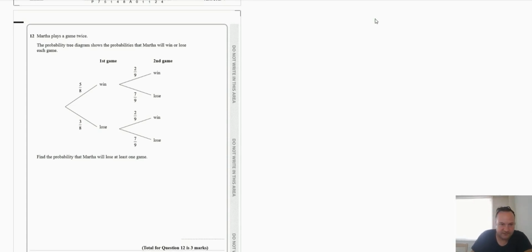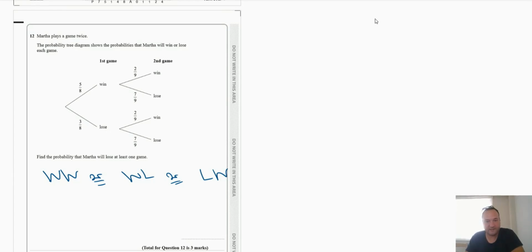First of all, there's three possibilities here. Martha can either win both games, so we could have win-win, or we could have win-lose, or we could have lose-win. This represents winning at least one game. We don't consider lose-lose because no games have been won at all.